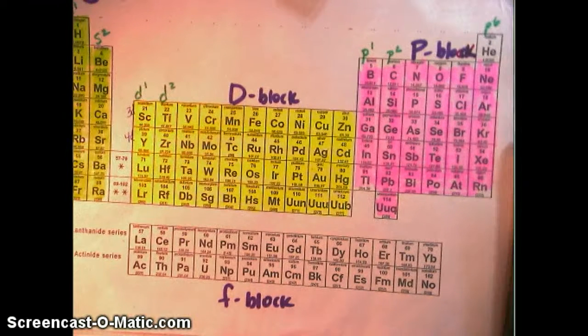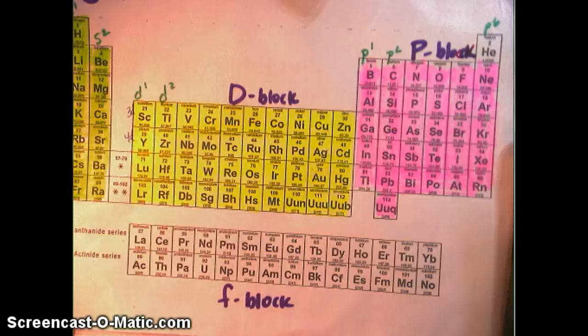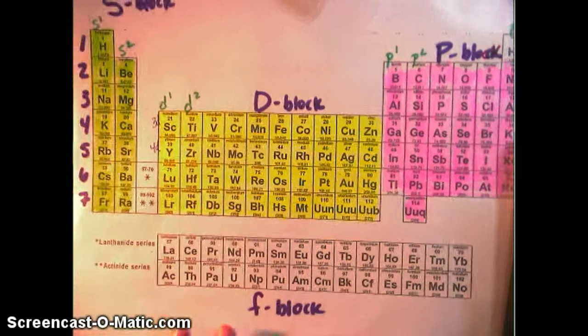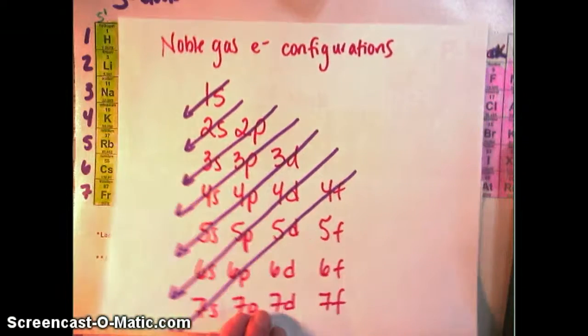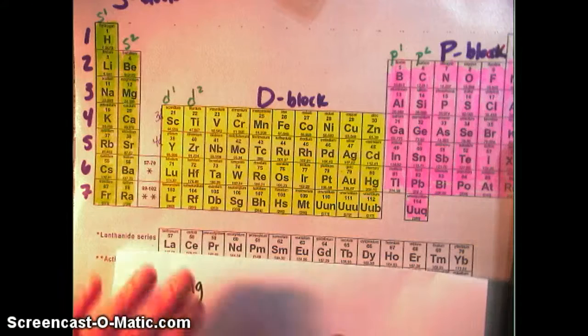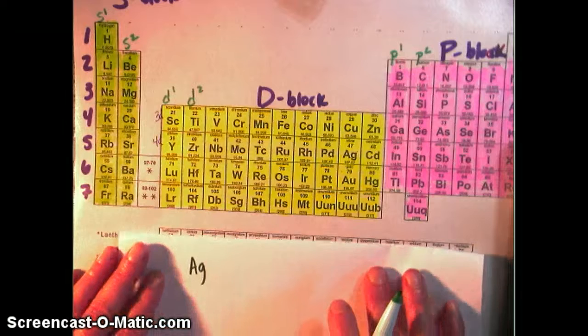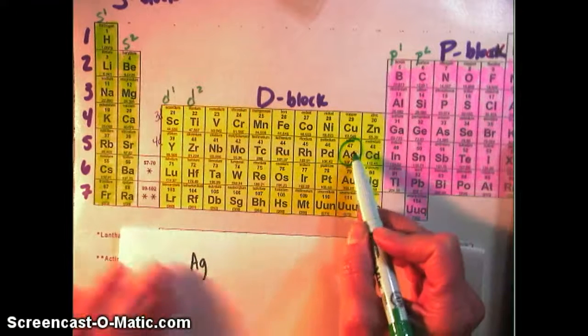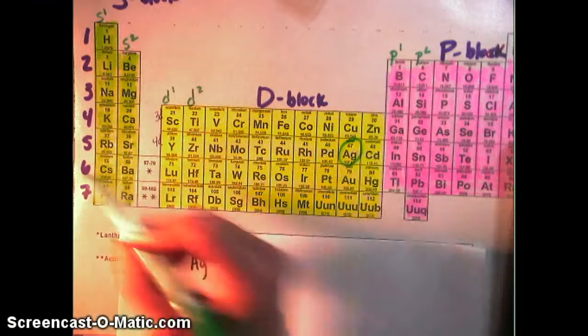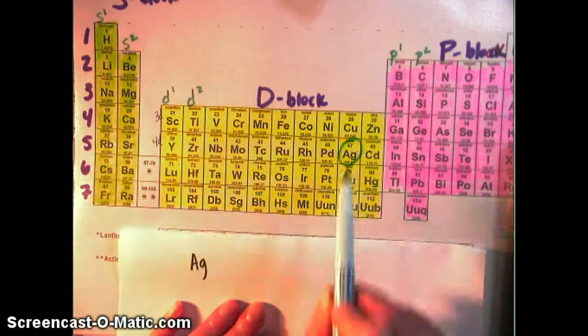So let's put this to practice. If we wanted to determine the electron configuration of silver, Ag, we can use the periodic table. We don't have to rely on this scheme anymore to figure out the sequence of the electron configuration. So Ag is 47. It has 47 electrons, and it ends on the 5th row.